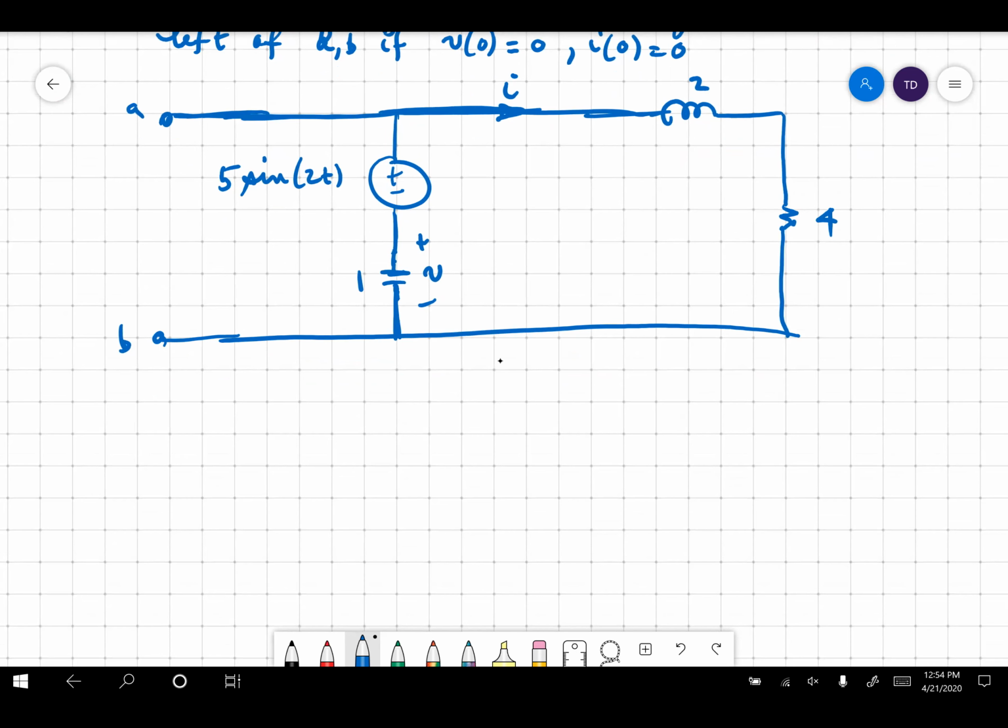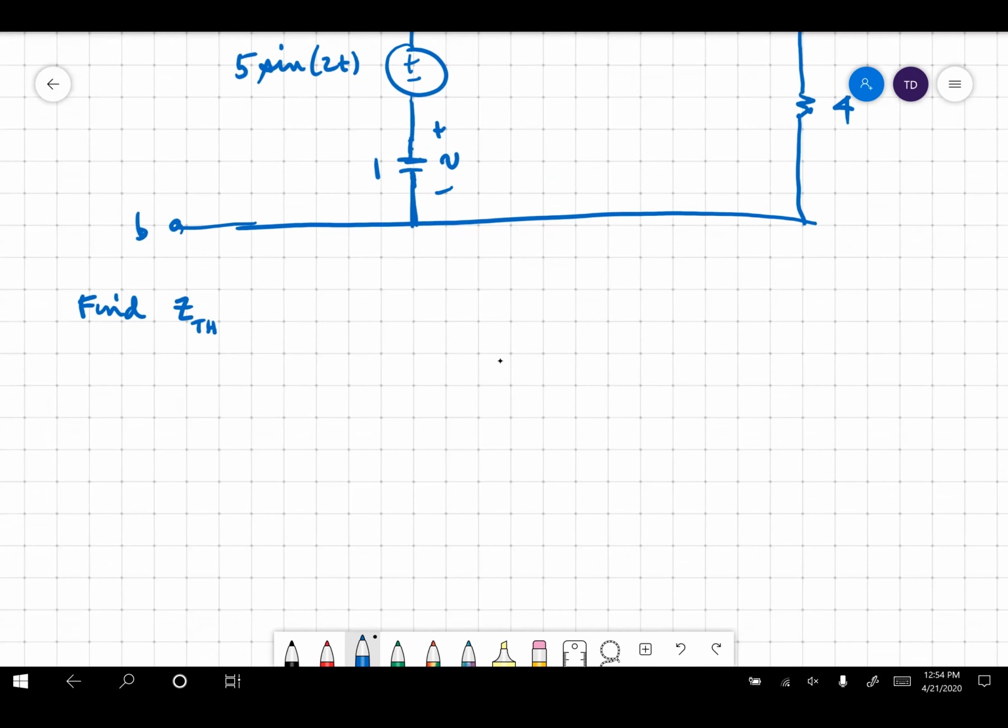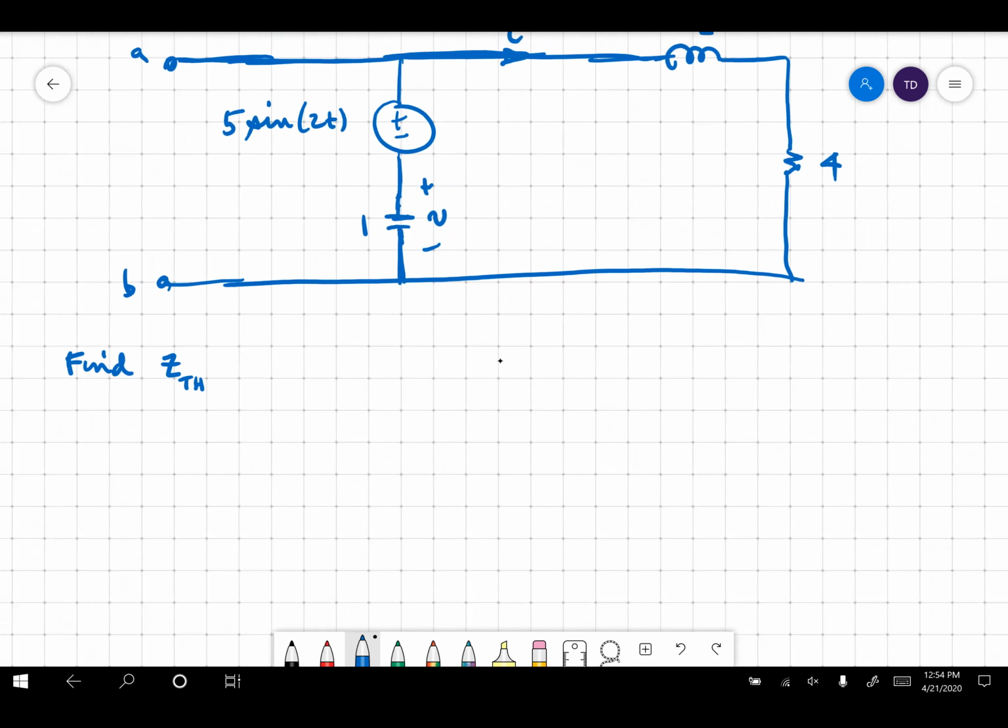So let's start with one of two different techniques. We can find the impedance first, or we can find the open circuit voltage and short circuit current. All of those techniques still apply. So let's start by finding Z Thevenin. We haven't done this in a while. Do you remember how we find the Z Thevenin? Anybody remember how we do that?